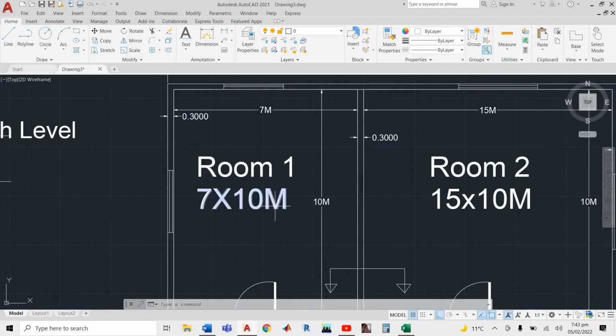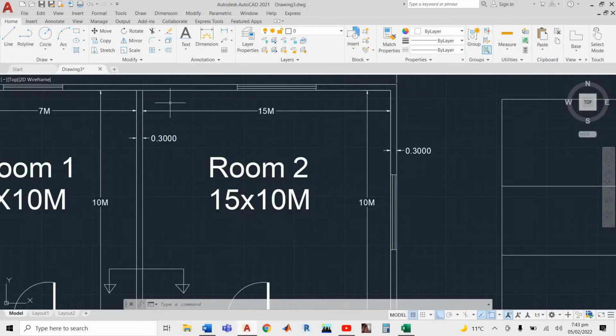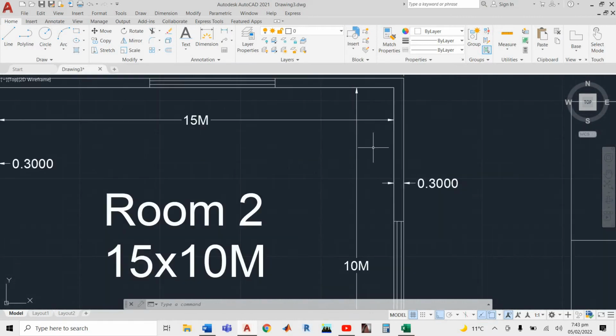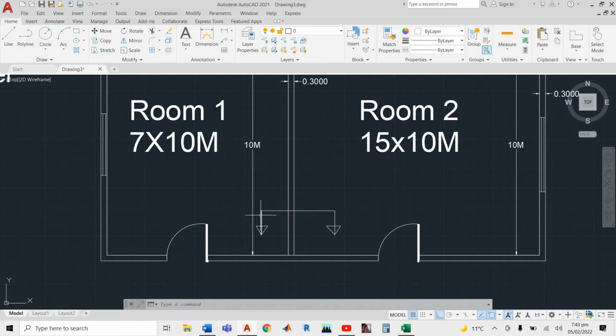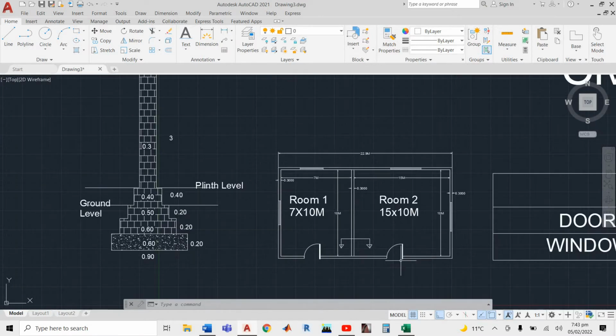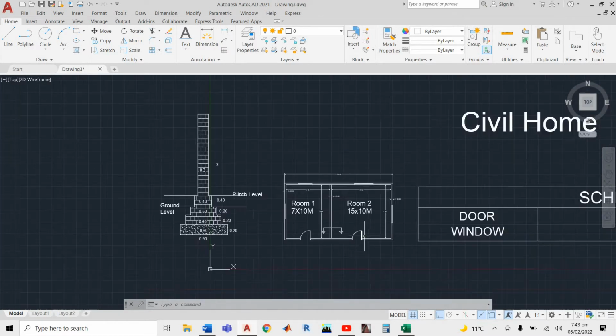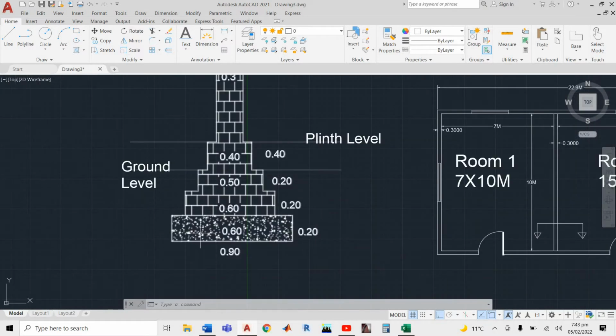In 7 by 10, the horizontal distance is 7 and the vertical distance is 10 meters. Here also the horizontal distance is 15 and the vertical dimension is 10 meters. So what should we do now? Here, if you see, we also have a cross section view. It looks like this, and I prepared a cross section here.